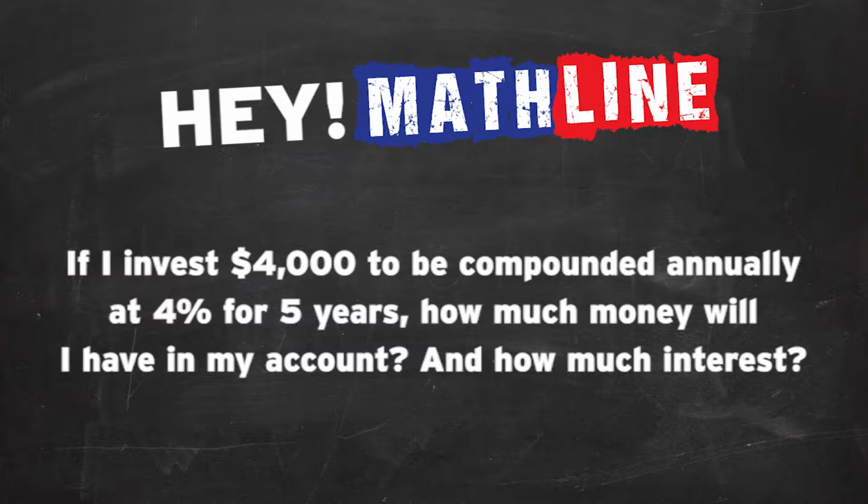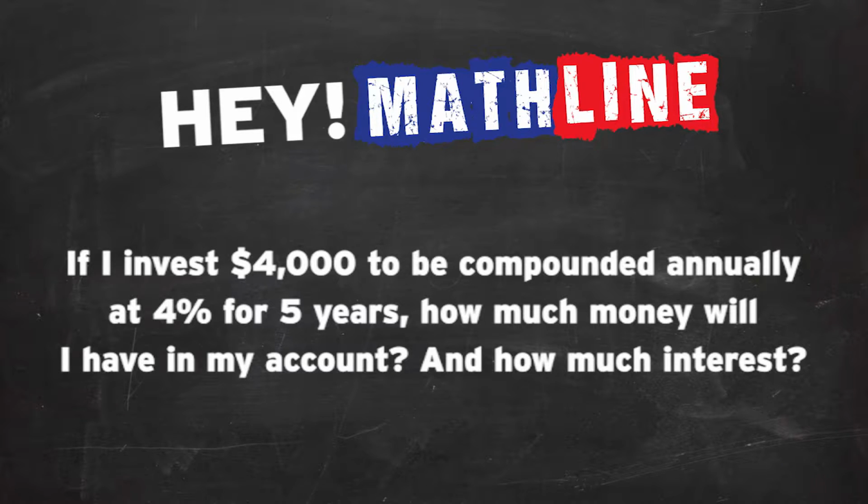Oh, Evan, thank you. From Bearden High School there. $4,000 compounded annually. So that means the interest upon interest upon interest. He's going to put it in for an average 4% for 5 years, all right? Wow, how much money will he have in his account? And then how much interest is he getting?